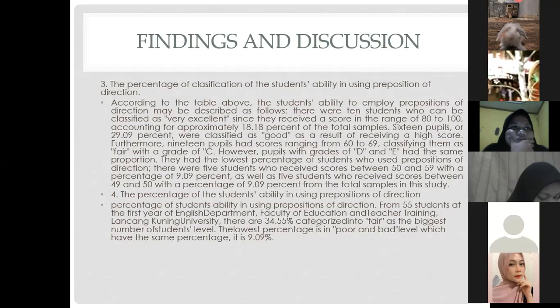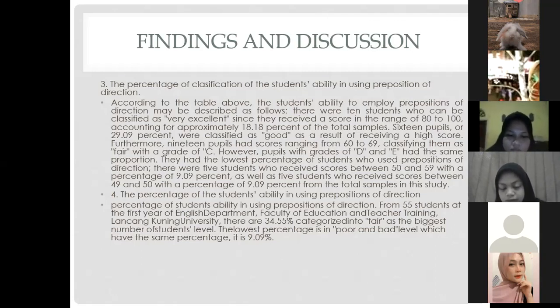There were 5 students who received scores between 50 and 59 with a percentage of 9.9%, as well as five students who received scores between 40 and 49 with a percentage of 9.9% from the total sample in the study.